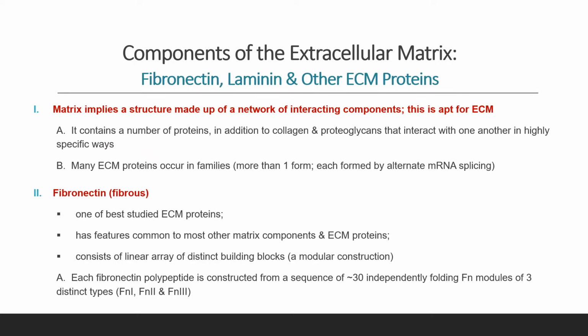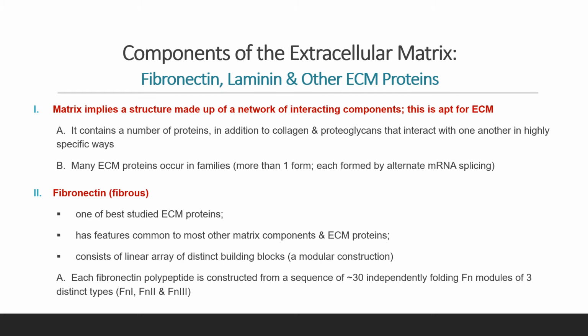So next, let's go to the other components, including fibronectin, laminin, and other ECM proteins. The matrix implies a structure made up of a network of interacting components. So the ECM contains a number of proteins in addition to collagen and proteoglycans that interact with one another in highly specific ways. Many of the ECM proteins occur in families, and more than one form is produced by alternate mRNA splicing.